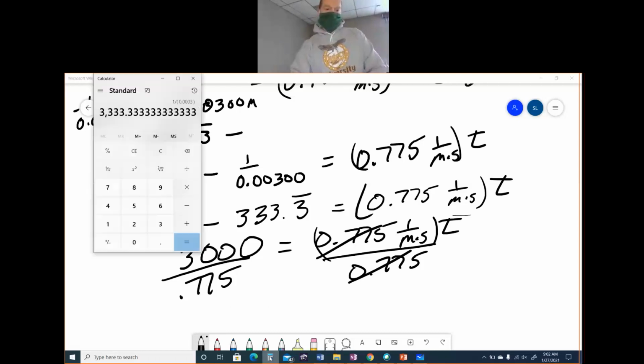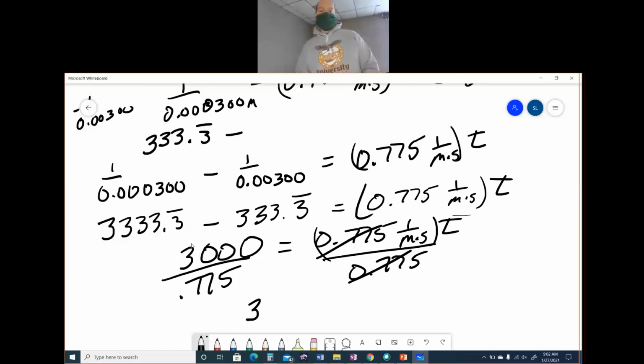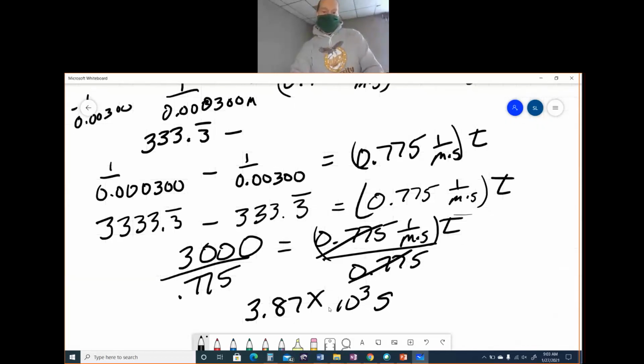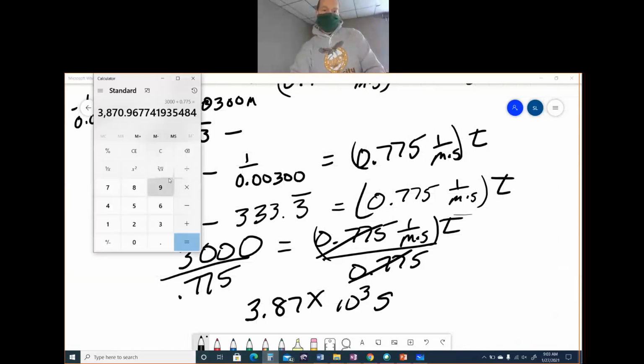And so when we have 3,000 and we divide by 0.775, we get 3,870. We want 3 sig figs, so 3.87 times 10 to the third seconds. And then if we divide that by 60, now we would have it in minutes, which is 64.5 minutes.